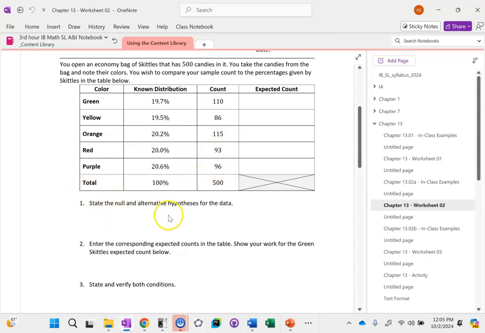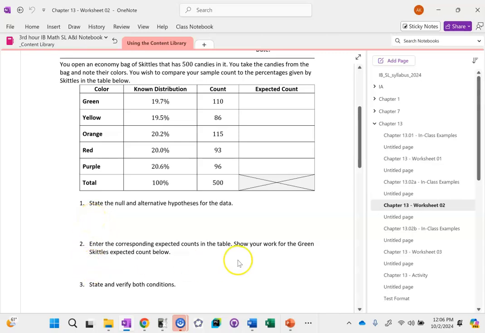We'll start by stating the null and alternative hypotheses. Can somebody tell me what the null hypothesis would be for this? The known distribution of Skittle colors is correct. Or you could say it matches the observed distribution of Skittle colors. Either is fine. What would the alternative be? Good. Both of you said different things. They're both correct. Good enough. Thank you. So far, so good?